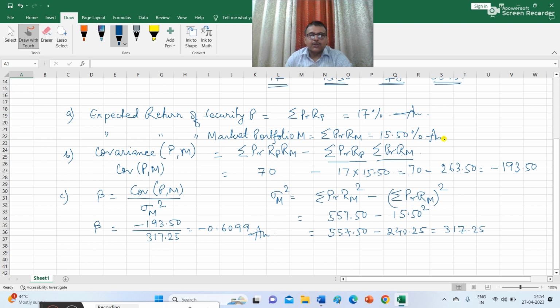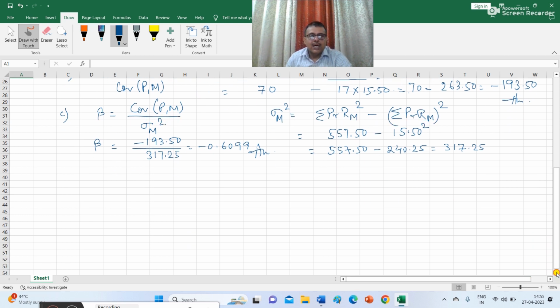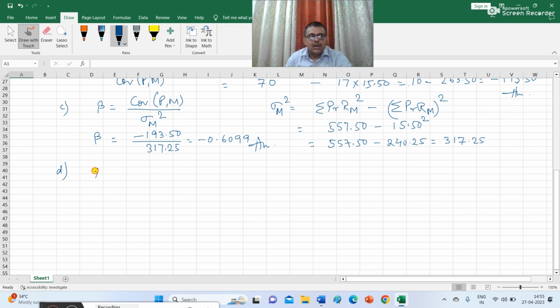So expected return of security P is 17%. Expected return of market portfolio is 15.50. Covariance is minus 193.50. Beta is equal to minus 0.6099. Now you need to calculate the value of R, that is the correlation coefficient. So R, the correlation coefficient, is equal to cov of PM, that is the security and the market portfolio, over sigma P and sigma M. So we have already calculated the value of cov of PM.